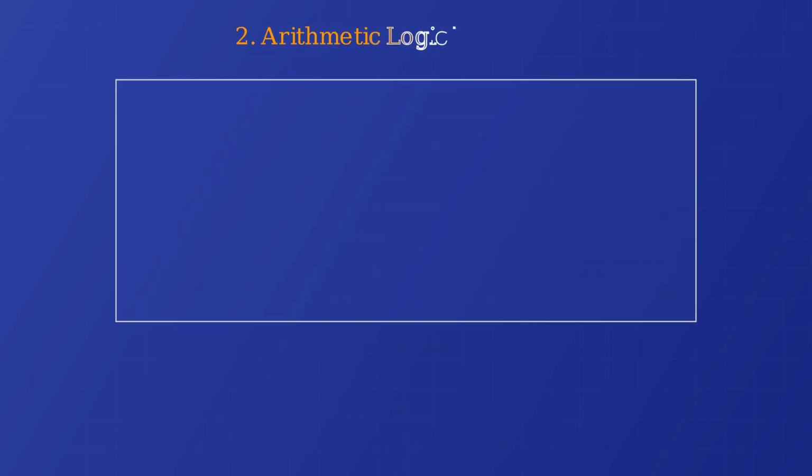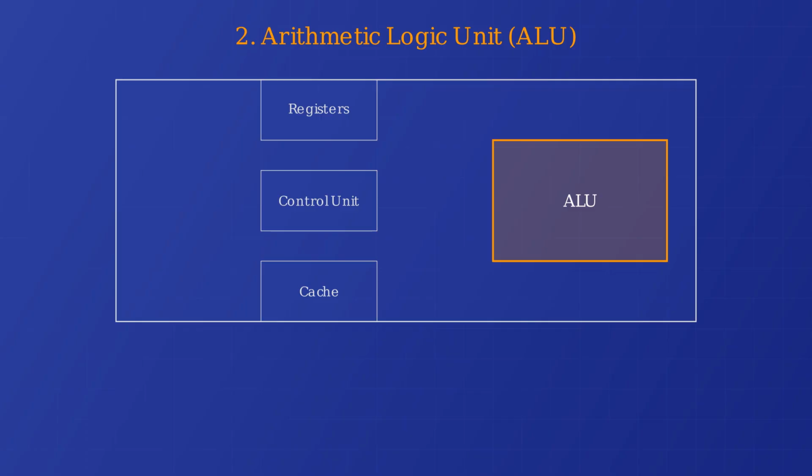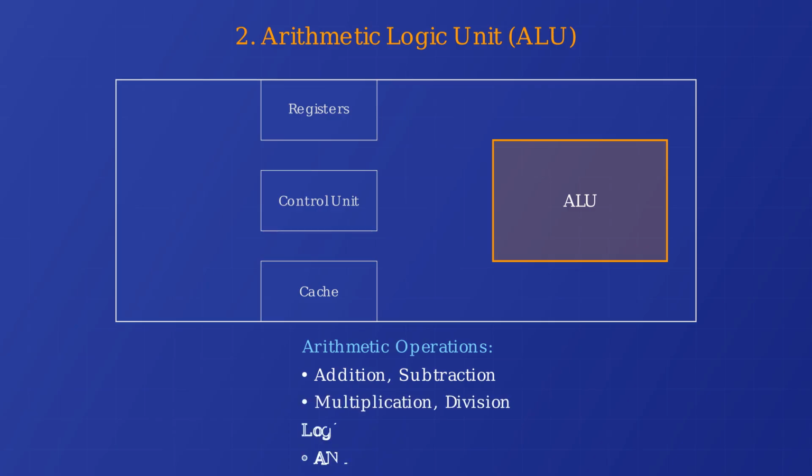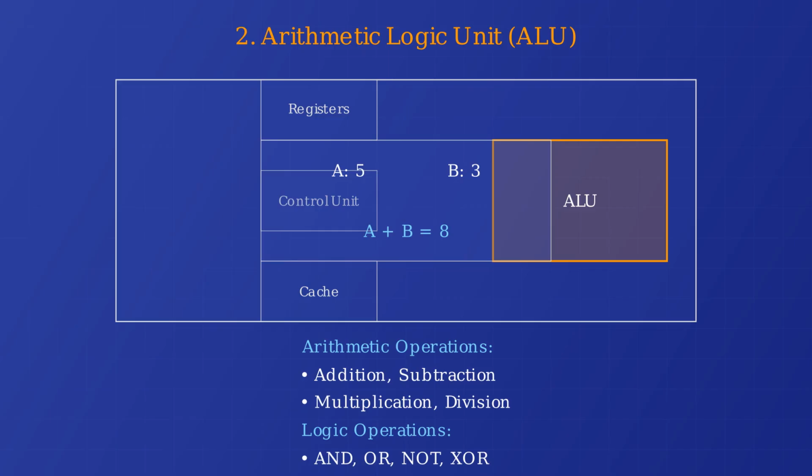The arithmetic logic unit, or ALU, is the CPU's computational engine. It performs all mathematical and logical operations. For arithmetic, the ALU handles addition, subtraction, multiplication, and division. For logic, it performs operations like AND, OR, NOT, and comparisons. When the control unit sends an instruction like add 5 and 3, the ALU performs the calculation and returns the result.